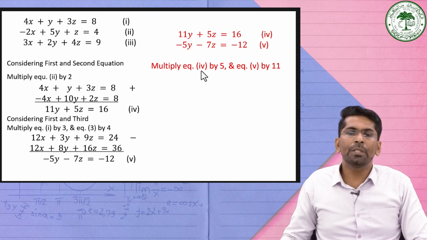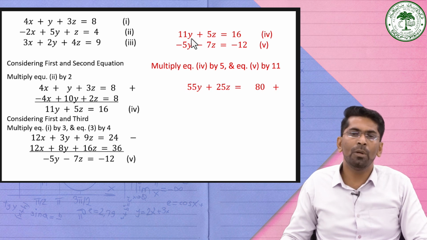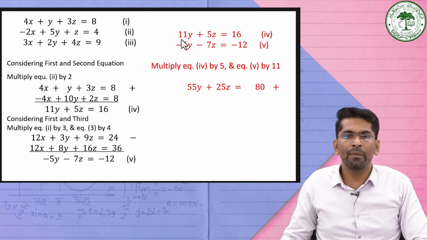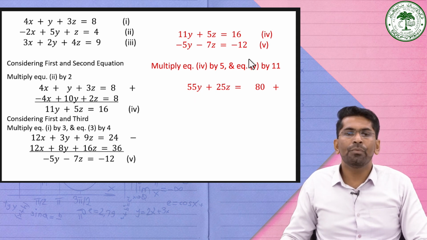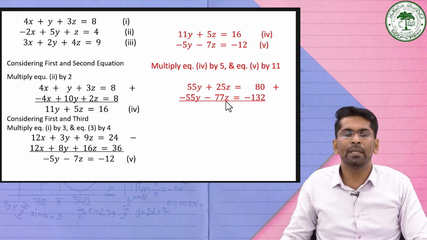So multiplying equation number 4 by 5, it will become 11 into 5, which is equal to 55y plus 25z is equal to 16 into 5, which is equal to 80. Similarly, the equation number 5 I am going to multiply with 11 so that we will get the same coefficient of 55. So equation number 5 into 11 will be equal to minus 55y minus 77z, which is equal to minus 132. Now see, we have the same coefficient of y, 55 and 55.